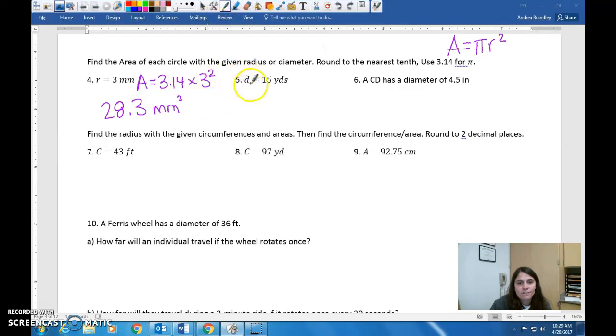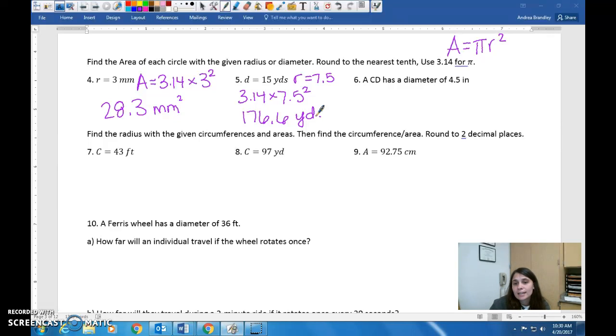Number 5, we've got to find that radius first. So the diameter is 15 yards, so the radius has to be 7.5 yards. So again, I'm going to just do my same formula. So I have 3.14 times 7.5 squared. I'm going to do the 7.5 squared first, then multiply that by 3.14, and that rounds to 176.6 yards.